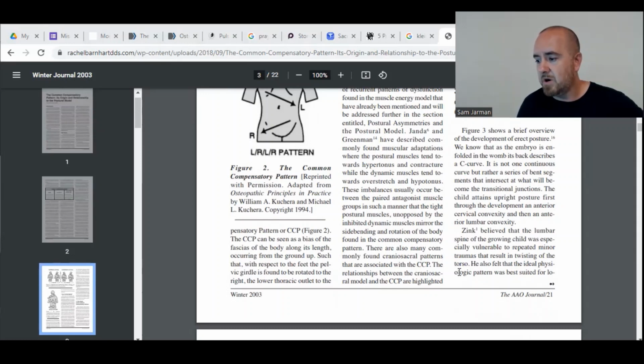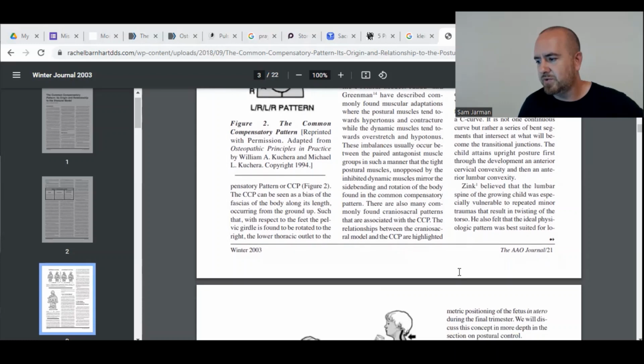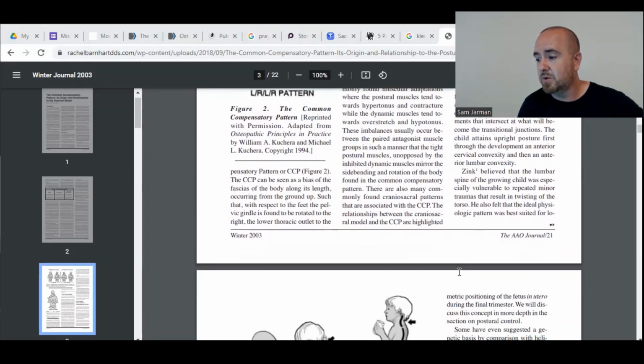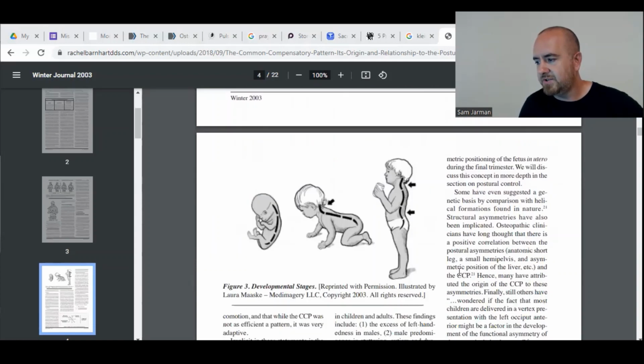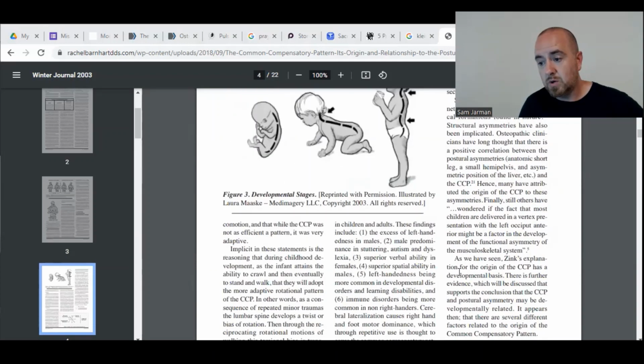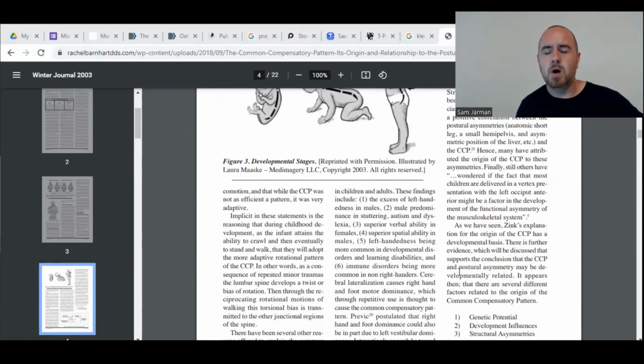Zink believed that the lumbar spine of the growing child was especially vulnerable to repeated minor traumas that result in twisting of the torso. He also felt that the ideal physiologic pattern was best suited for locomotion, and that while the CCP was an efficient pattern, it was very adaptive. So the common compensatory pattern that Zink saw, he thought was adaptive.